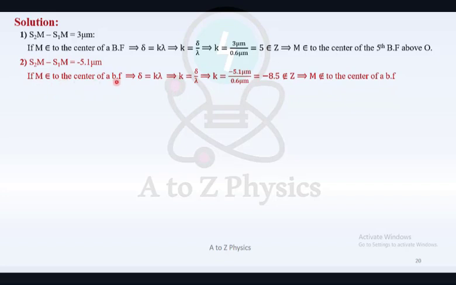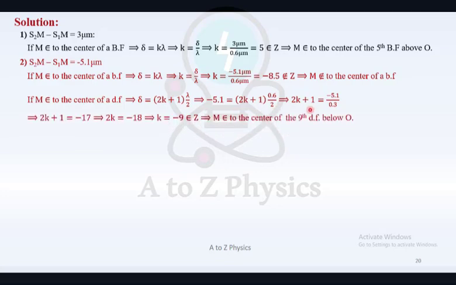2. S2M minus S1M equal minus 5.1 micrometer. If M belongs to the center of a bright fringe, then delta should be equal to k lambda and k equal to delta over lambda. Substituting delta and lambda, we get k equal minus 8.5, which doesn't belong to Z, so M doesn't belong to the center of a bright fringe. If M belongs to the center of a dark fringe, then delta should be equal to (2k plus 1) lambda over 2, and so minus 5.1 equal (2k plus 1) times 0.6 over 2. So finally we get k equal minus 9, which belongs to Z, so M belongs to the center of the ninth dark fringe below O.